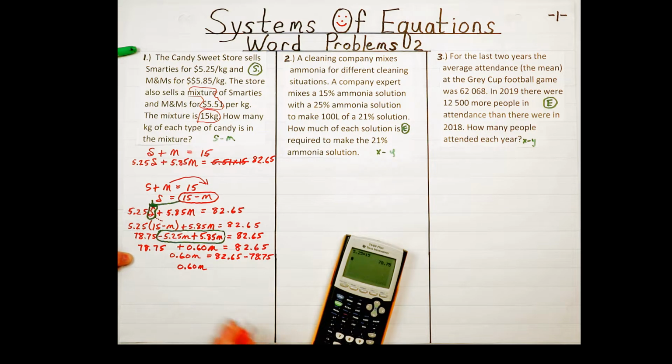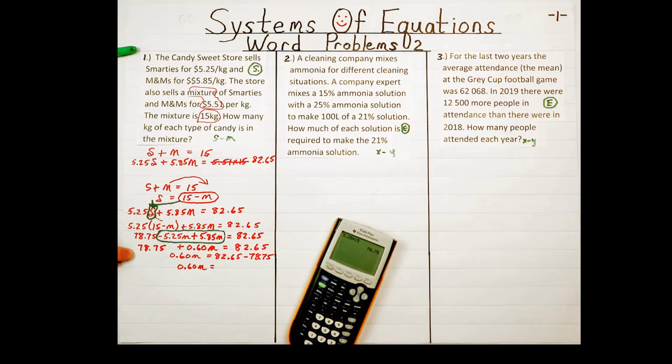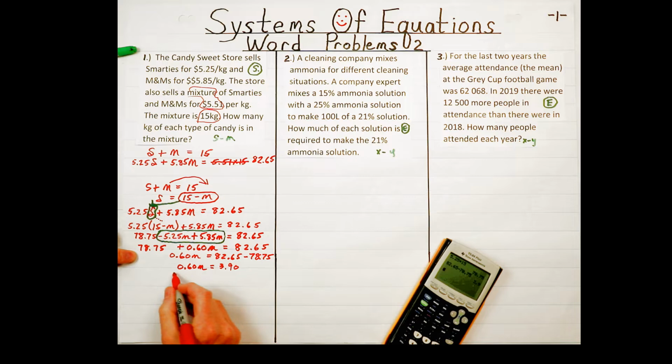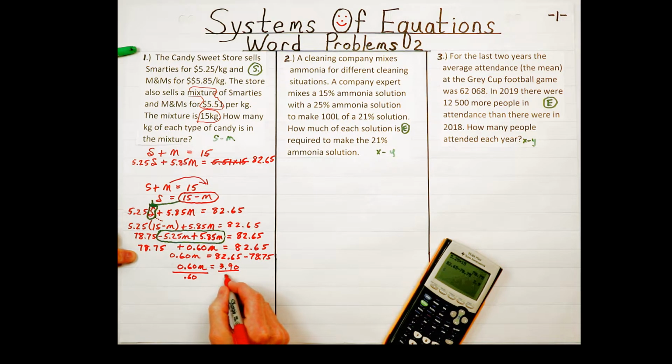0.6 m. Now, I think that's 390, but I don't want to make a careless error, so I'm going to do it on the calculator just to be sure. Yes, 390, with a decimal, 3.90. And our final step is to divide by decimal 60 on both sides.